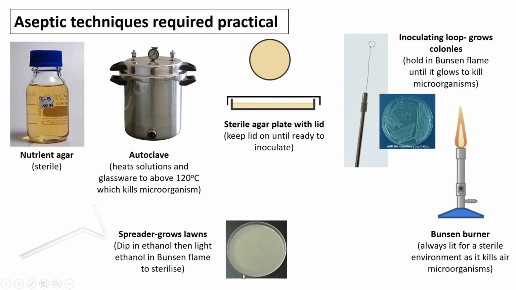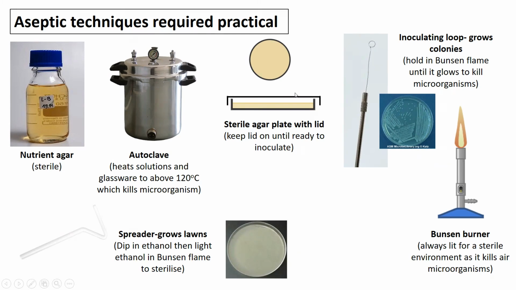If you want to make a lawn of bacteria, like this agar plate at the bottom shows, a lawn is growth all over the plate. You'd have to use a spreader. You can just about make out the glass spreader here, in an L shape. This spreader is made of glass, so you can't just hold it in a Bunsen flame. You have to dip it in ethanol and then set fire to the ethanol in the Bunsen flame, not by holding it, just by letting it catch fire. That kills all the microorganisms that might be on the spreader. Then you would use a sterile syringe to put a drop of your bacterial culture on the plate and spread it around with the spreader.